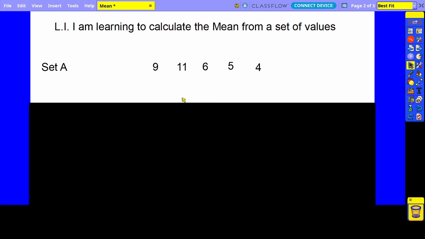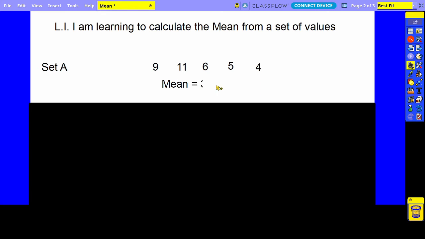Let's look at this for some other data sets here. So this is just a random set of numbers, and we're being asked to work out the average number. So how many numbers do we have first of all? We have 1, 2, 3, 4, 5 in this data set. So we're going to have to add all the numbers together, and then we're going to divide it by 5.